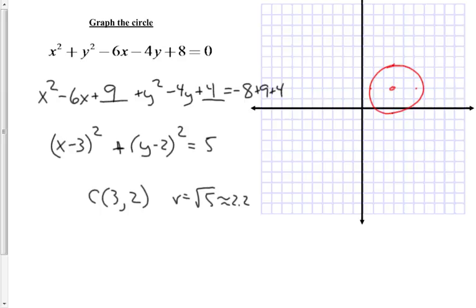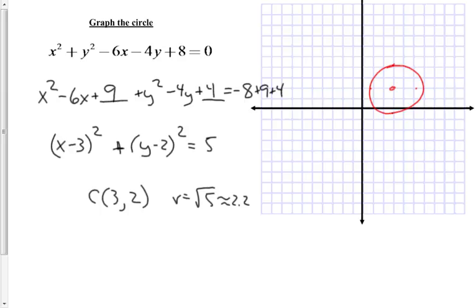Questions along the way? Yeah. This 9, because I needed to complete the square so I could rewrite this as a binomial. Take that 6, cut it in half, you're going to get negative 3, square it. That goes there. And there's the negative 3. That kind of helps you out there. Good question. Anybody else?